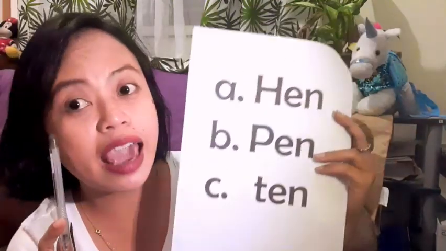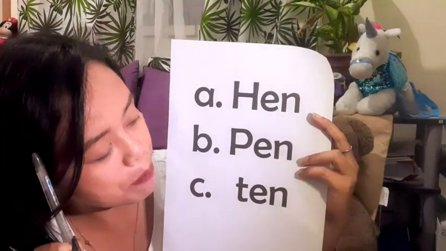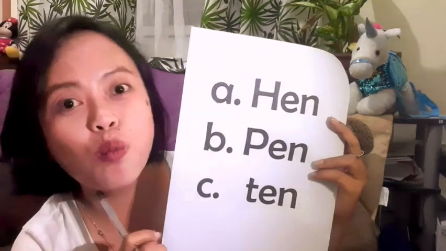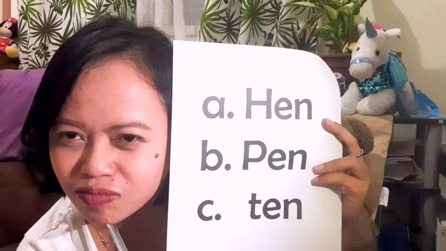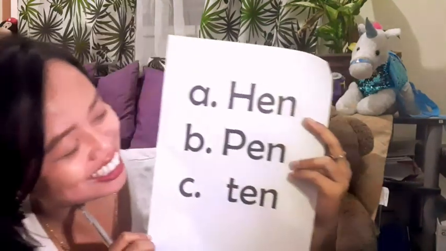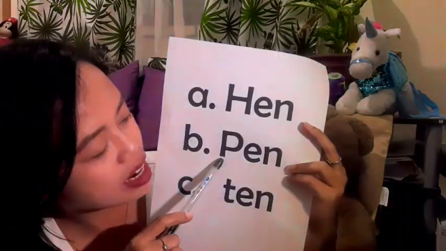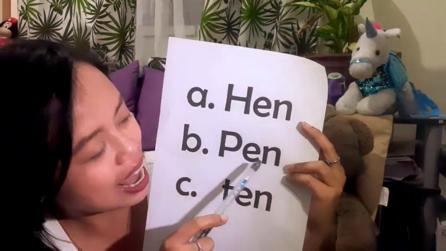What about this one? I'm going to use this when I'm writing with my home weekly plan. What is this? Is this A, hen? B, pen? Very good! Letter B. Pen. Pen stands for P, E, and N.